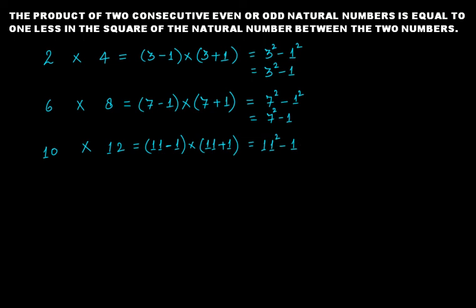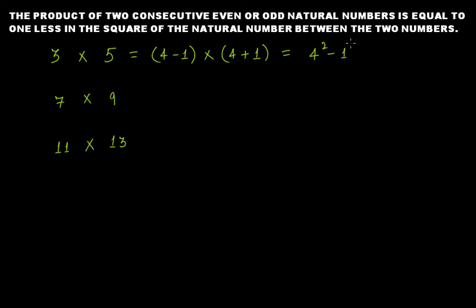Now let's take a few odd numbers. Let's begin with 3 and 5, then 7 and 9, and then 11 and 13. We have to multiply these consecutive odd numbers. Can we write this 3 as 4 minus 1 and 5 as 4 plus 1, right? So from here again you have a minus b times a plus b. So this becomes 4 squared minus 1 squared, and you get 4 squared minus 1. Now ignore this even one and concentrate on the odd one. It says that the product of two consecutive odd natural numbers is equal to 1 less than the square of the natural number between the two numbers. Which number lies between 3 and 5? That is 4. So 1 less than the square of 4.